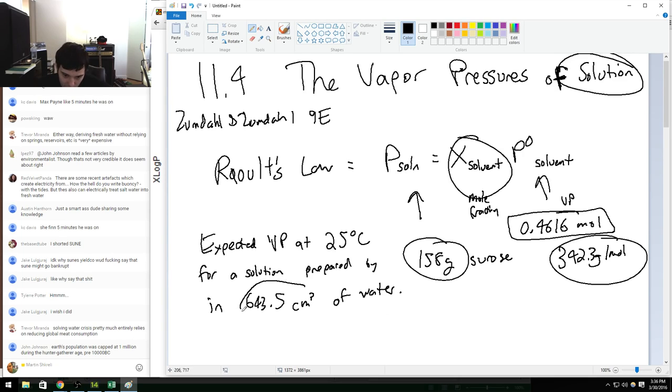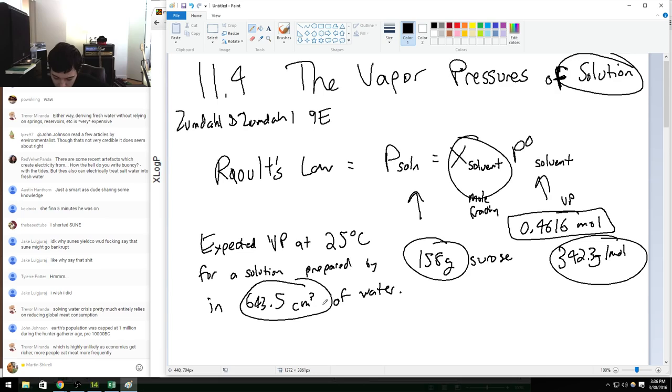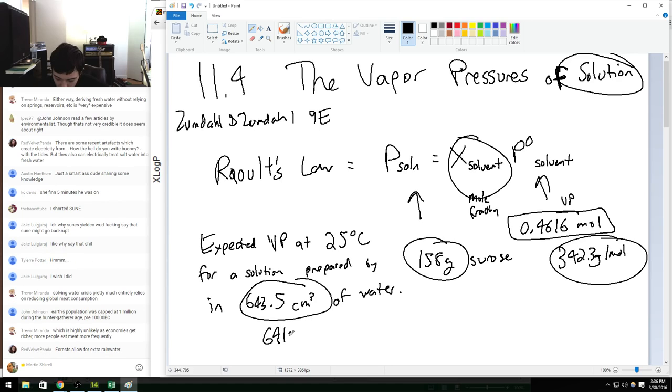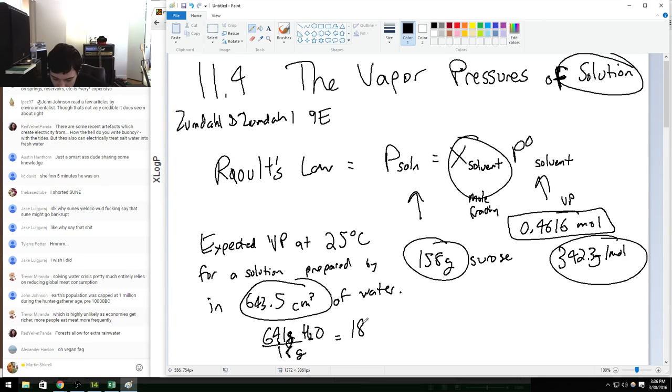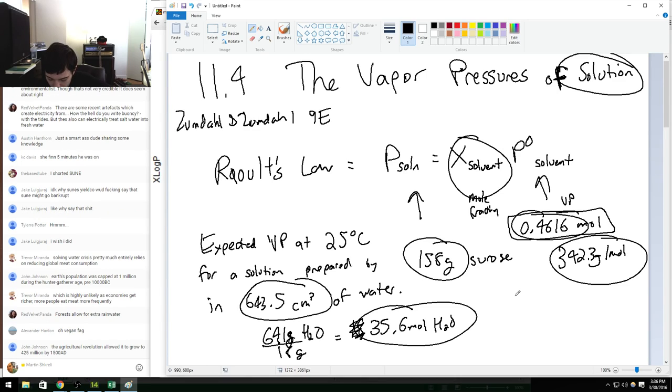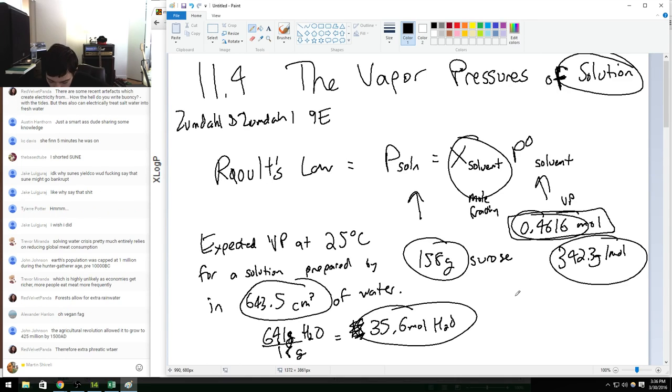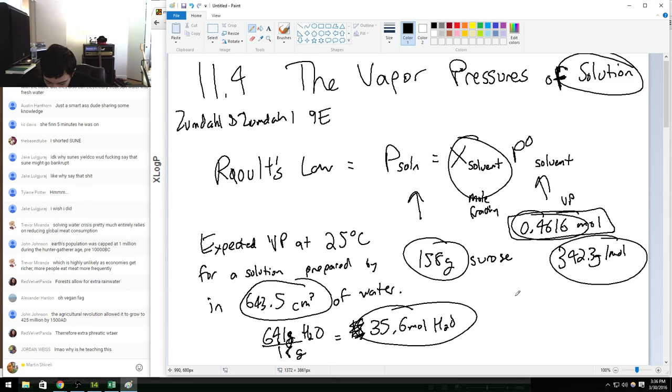Well, we know that we have 643 cubic centimeters of water. We know the density of water is close to 1, so if we multiply by the density of water, we get 643 grams of water. We know the molar weight of water is 18, so if we divide by that, how many moles do we have? 35.6 moles of water. So the mole fraction is going to be that divided by that, which is going to be a very small number, I would imagine.